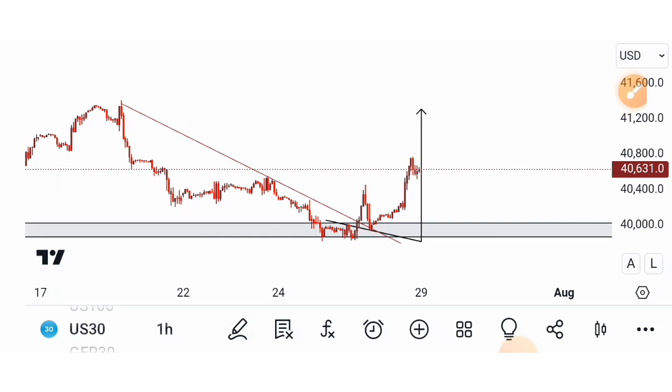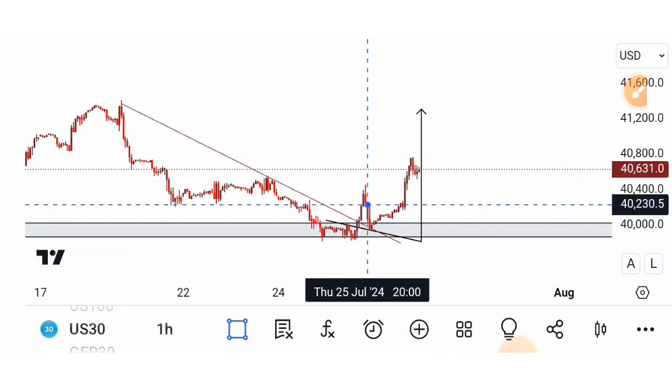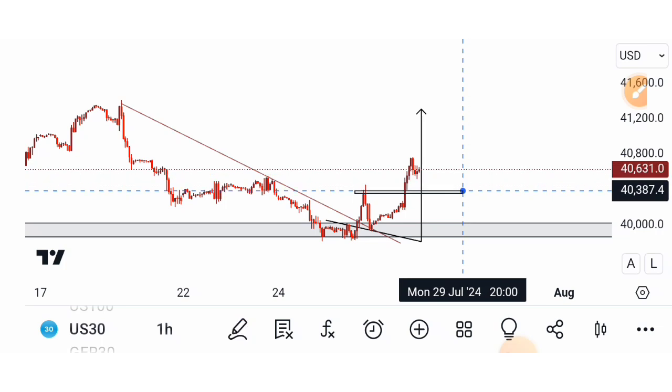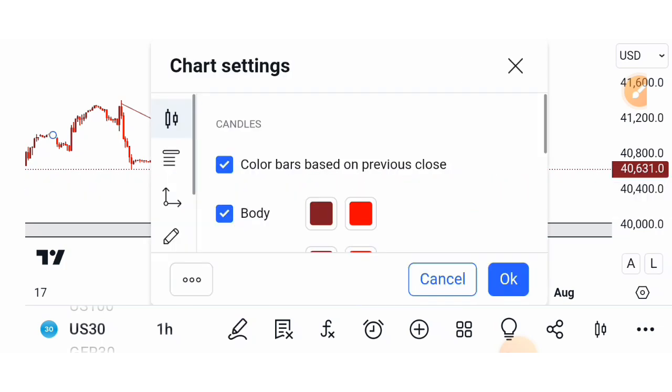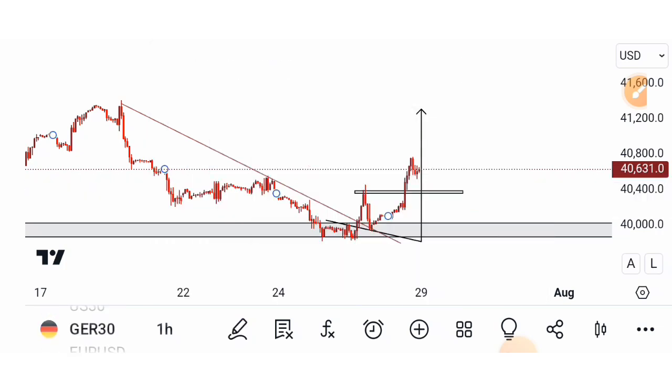Yeah, man, that's all I have for the week that is coming. We are going to move to GER30, and I'm closing with that one. So for the week that is coming, pay attention to that area over there. Moving on to GER30, and I'm closing with this one.